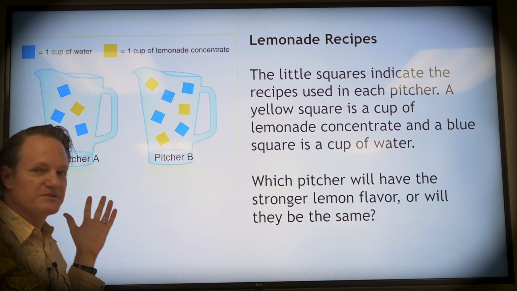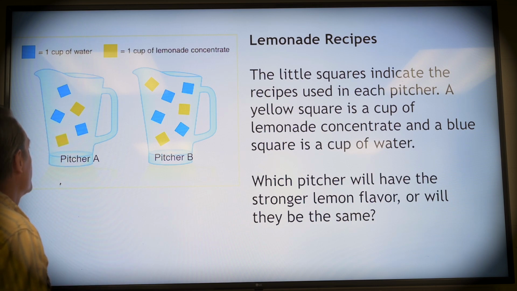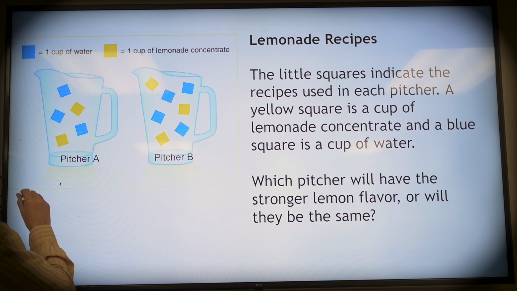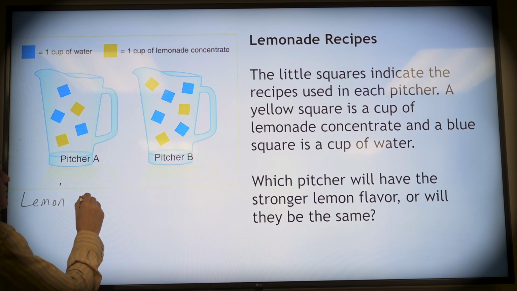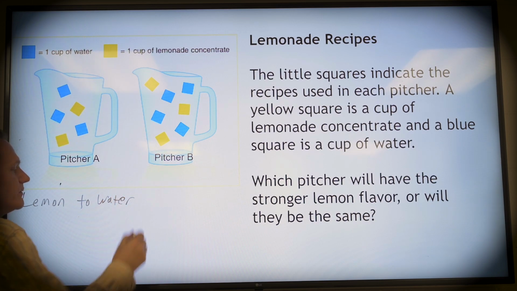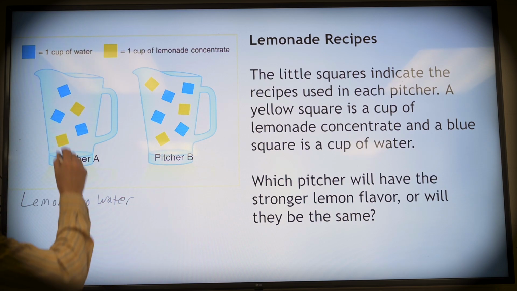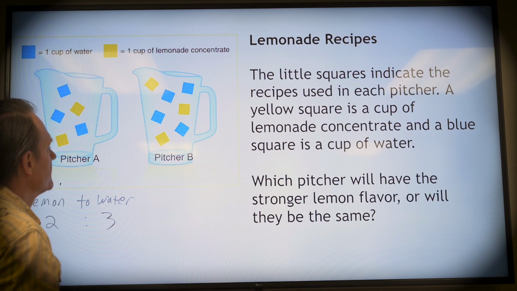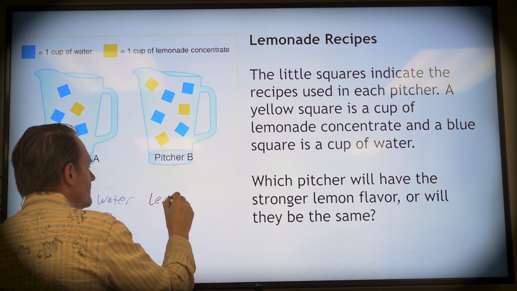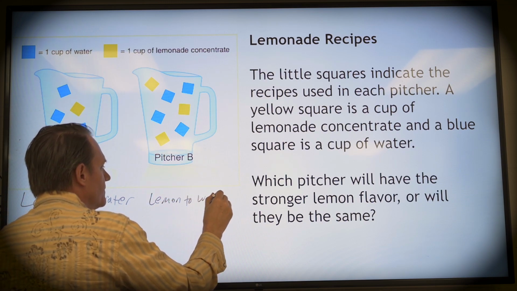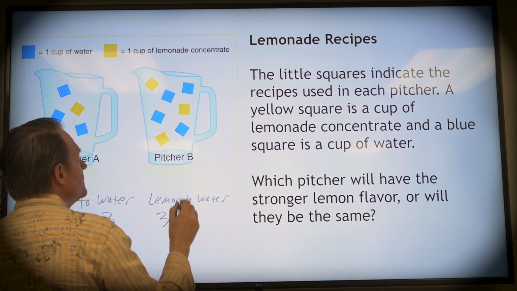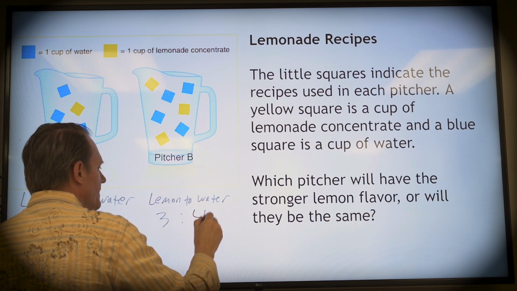Well, I've had students come up to the board, they took the marker, they went ahead and wrote on it. Let's look over here. So let's do a ratio of lemon to water. We want to write it out like that. Lemon to water, 2 lemon to how many water? 1, 2, 3, 3 water. Same thing over here. Let's do lemon to water again. We have 3 lemon to 4 water.